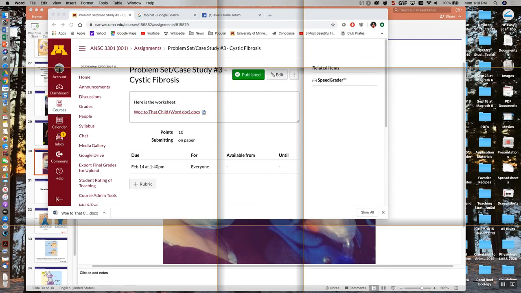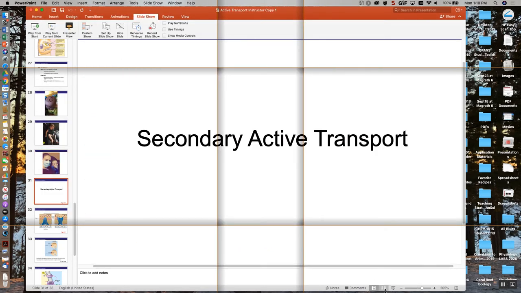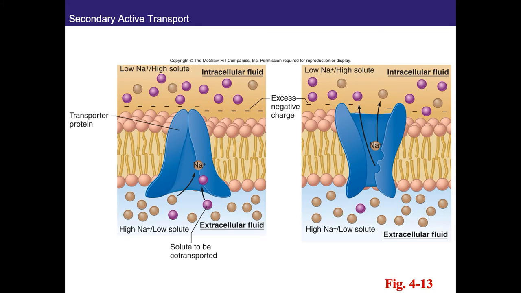All right, so let's now talk about secondary active transport. This shouldn't take too long. Secondary active transport actually uses the gradient from one molecule, usually sodium. Usually because we know sodium is high on the outside and low on the inside, and that's very consistent. Many transporters use that energy from the sodium gradient to move other molecules against their concentration gradient.